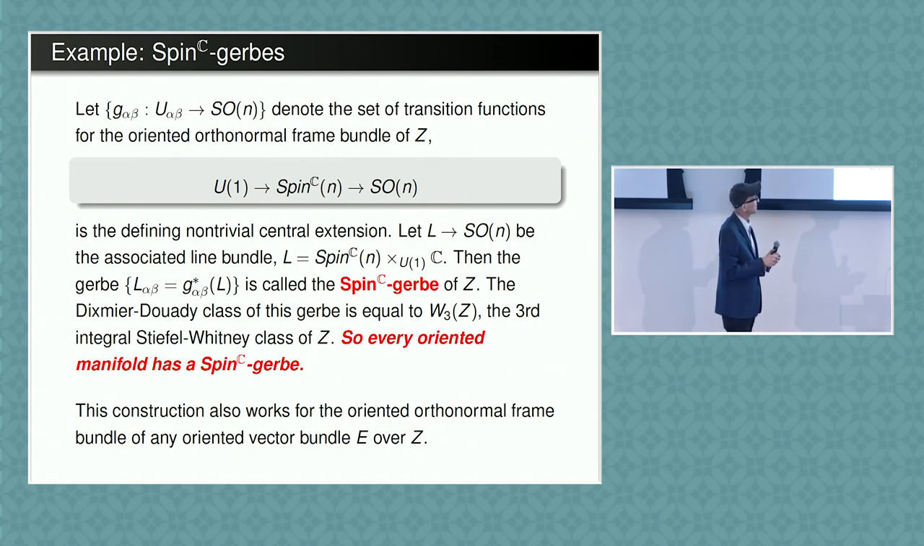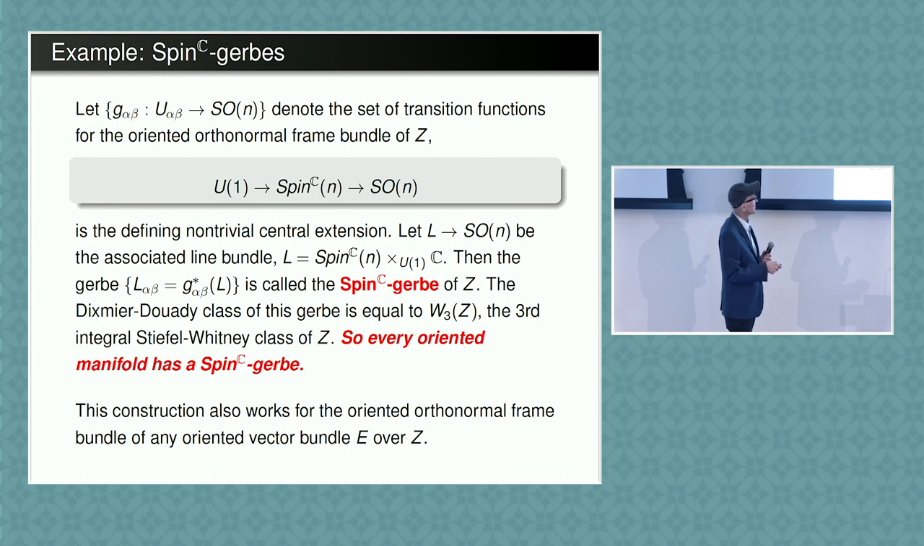Right? The Dixmier-Douady invariant is equal to the integral Stiefel-Whitney class, which was studied a long time before, but this is a geometric meaning for it. So every oriented manifold has a spin-c gerbe. Not every oriented manifold is spin-c, but it has a spin-c gerbe. Okay? So this construction also works for the oriented frame bundle of any oriented vector bundle over Z. Okay, just a remark.